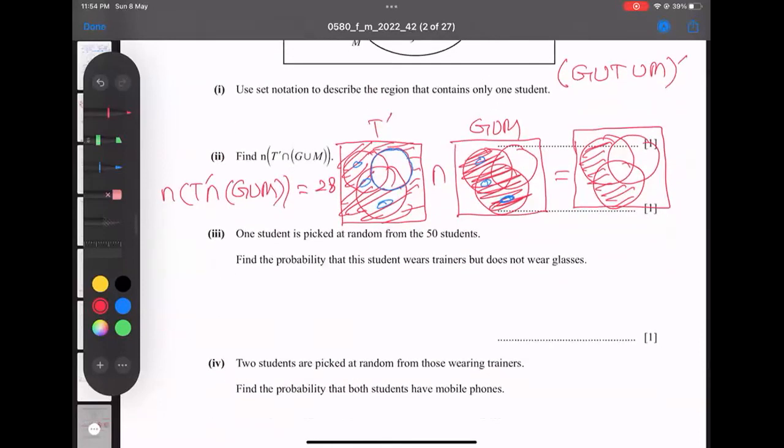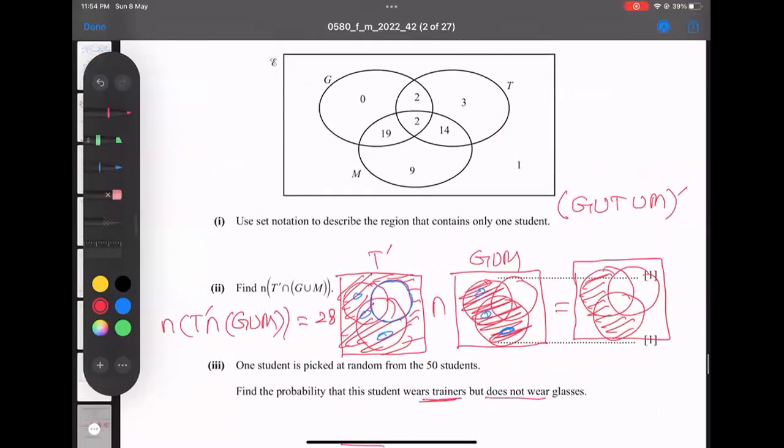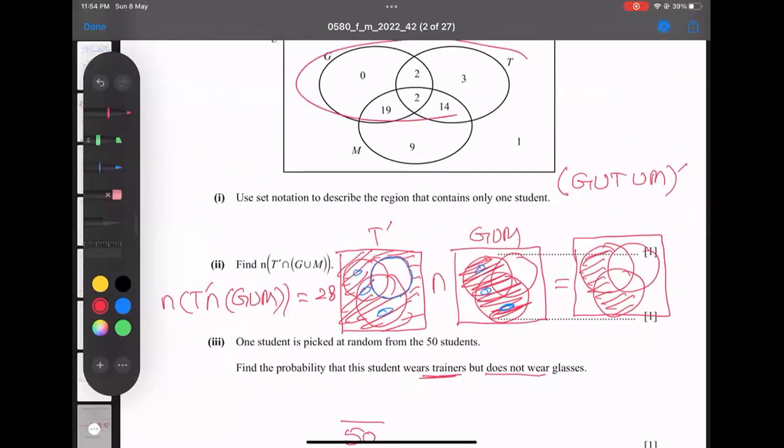Let's talk about the next part. One student is picked at random from all 50 students, so down is 50. So that's the final probability that this student wears trainers but does not wear glasses. So trainers but not glasses. You can see these 2 circles. So I make it here. He said trainers, but not glasses. So not glasses, it means this I don't want. So I need this part only.